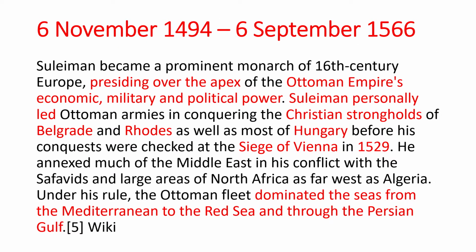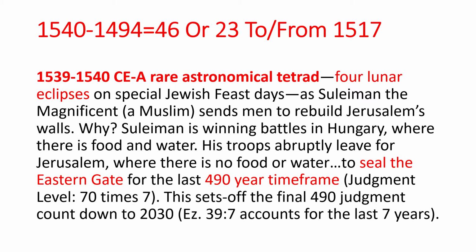Okay, so Suleiman became a prominent monarch of 16th century Europe, presiding over the apex of the Ottoman Empire's economic, military, and political power. Suleiman personally led Ottoman armies in conquering the Christian strongholds of Belgrade and Rhodes, as well as most of Hungary, before his conquests were checked at the siege of Vienna in 1529. He annexed much of the Middle East in his conflict with the Safavids and large areas of North Africa, as far west as Algeria. Under his rule, the Ottoman fleet dominated the seas from the Mediterranean to the Red Sea and through the Persian Gulf. That's from Wiki.